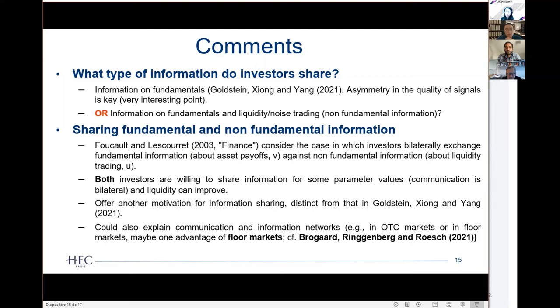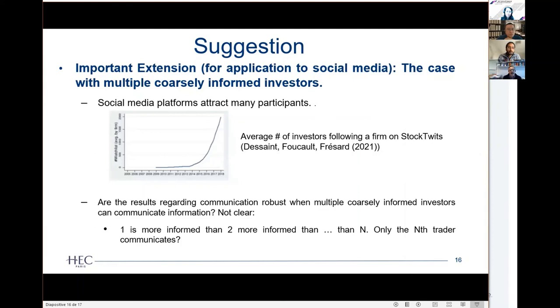Okay, and my last suggestion for your paper is that you consider the case in which there are multiple insiders. That's an interesting case. I think there is another interesting case, which is the symmetric case where you have multiple edge traders, because obviously, if we apply the model to social media platforms, well, on social media, you have many people communicating information.